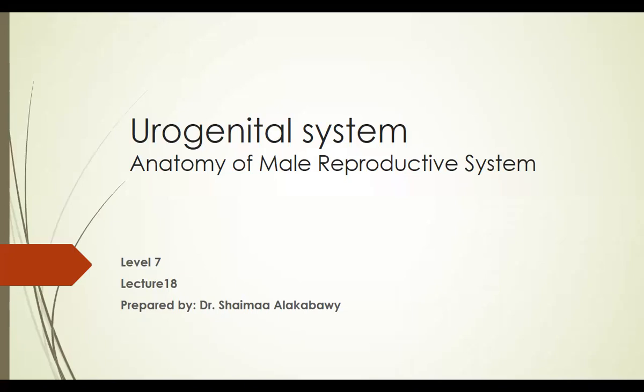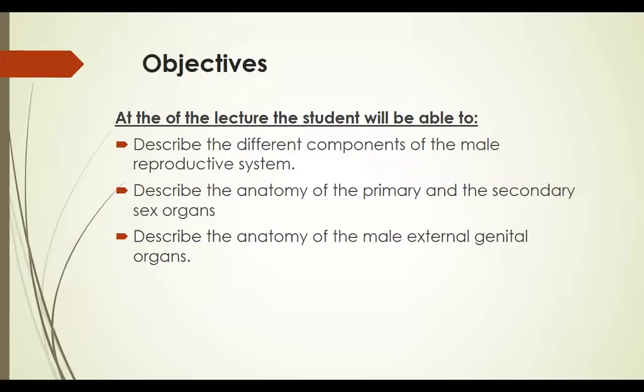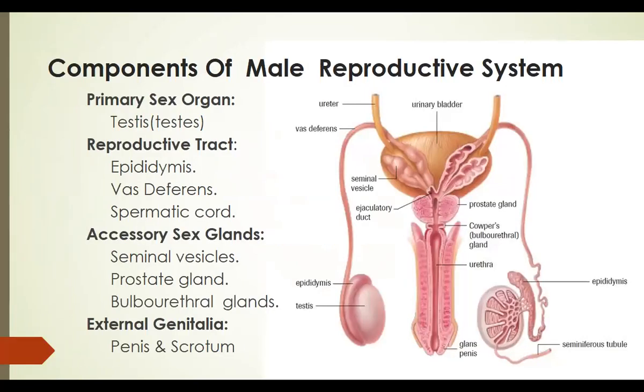Okay, so today's topic is anatomy of the male reproductive system. In this lecture, we will discuss the different components of the male reproductive system. Then we'll describe the primary and secondary sex organs in case of male. Then we'll talk about the male external genital organs. Okay, so these are the objectives for this lecture.